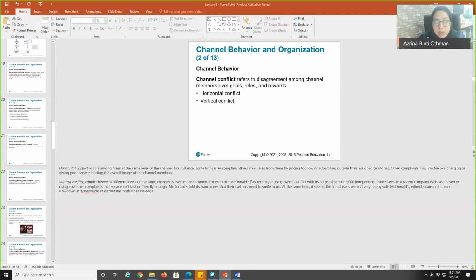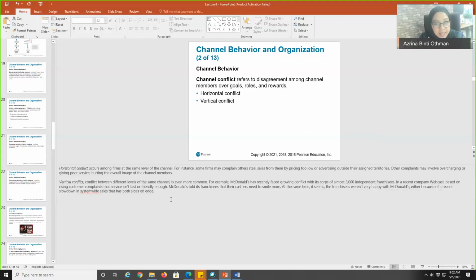For example, McDonald's has recently faced growing conflict with the corps of almost 3,000 independent franchisees, in a recent company webcast based on rising customer complaints that service isn't fast or friendly enough. So McDonald's told its franchisees that their cashiers need to smile more. This is because they are not only selling the products, the menus, the fast food to the customer, they are also selling the service. Bagi perkhidmatan. So this is how they counter the customer complaint.